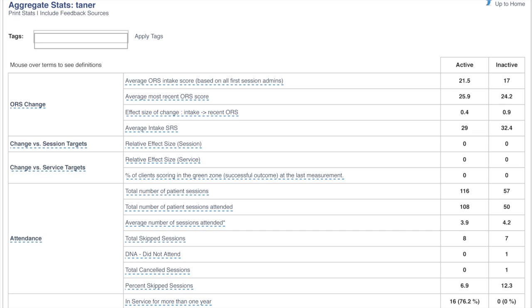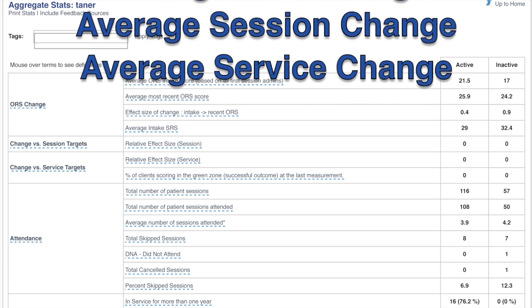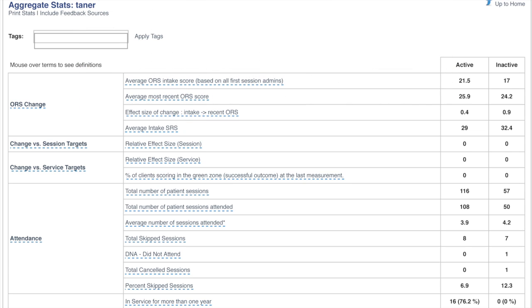And there's been a number of changes made to the aggregate stats page. Average raw change, average session change, and average service change have all been removed as an individual reliable change index is computed for each client, which is basically the service target, the change between the intake score and the service target. It's roughly, but much more accurate measure.